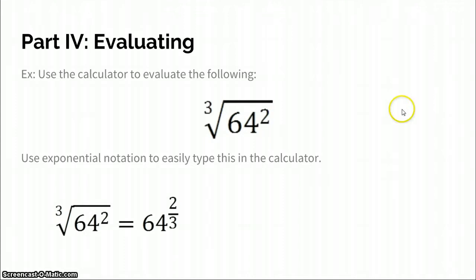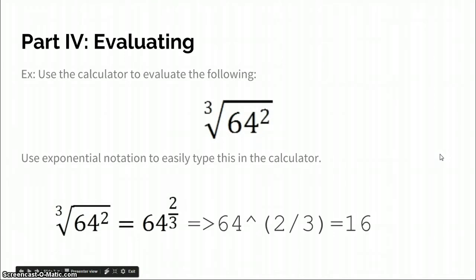And again, the power stays up top in the numerator, and the index, this number here in the front, becomes the denominator of our rational exponent. So once we have it there, we want to type it in the calculator just like this. So 64 caret parentheses 2 divided by 3 close parentheses, and then once we press enter, we'll get the 16.